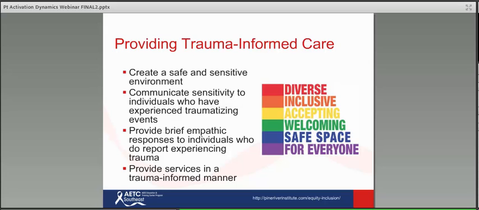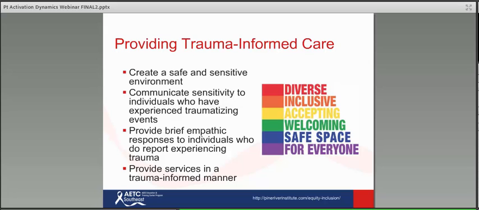As I said earlier, providing trauma-informed care is very important as a key factor in addressing the healthcare needs of our clients as we move toward working to help them activate in engaging in their own care. We want to create that safe and sensitive environment. We want them to know that our organization serves diverse, inclusive, we're accepting, we're welcoming. We provide safe space for everybody who opens these doors.